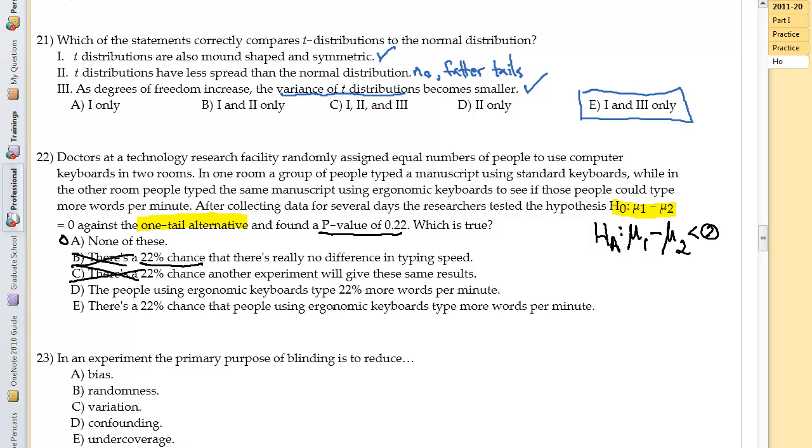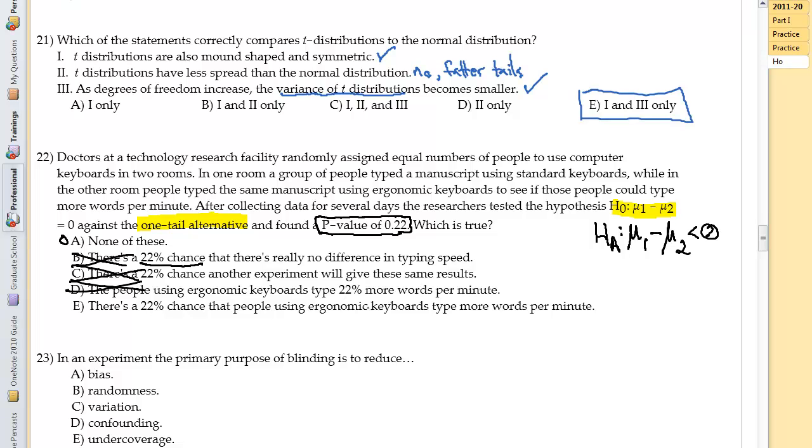People using the ergonomic keyboards type 22% more words per minute. Okay, so this is probably going to be false, right? Because actually a large p-value like this would mean that we would fail to reject the null hypothesis. So we're going to fail to reject, which means people using ergonomic keyboards didn't really type more words per minute, all right? Not that that's really what the p-value means, but this is just a false statement. There's a 22% chance that people using ergonomic keyboards type more words per minute.